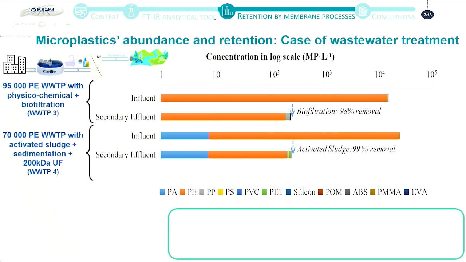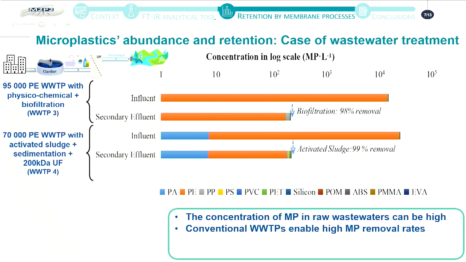If we start with the case of the wastewater treatment plants, you can see the different colors represent the different types of microplastics, and you can also see the concentration of microplastic in log scale for two wastewater treatment plants. So you can see that in the influent of both wastewater treatment plants, we have a high amount of microplastics.